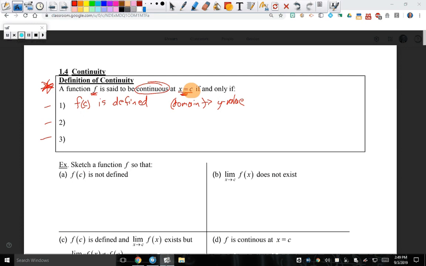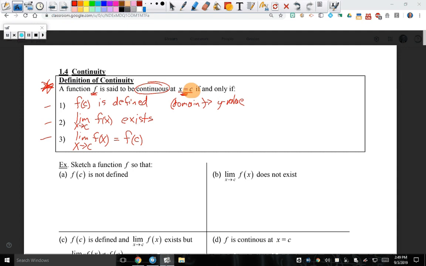Okay, and if you want to write that, you could say that the domain spits out a y value. Number two, the limit exists as you approach c. So the limit as x approaches this constant on the f of x graph exists. Go with me? Okay. And then the last part is that rule 2 is equal to rule 1. Okay? So I'm going to jump a little bit ahead because I like to show this early.